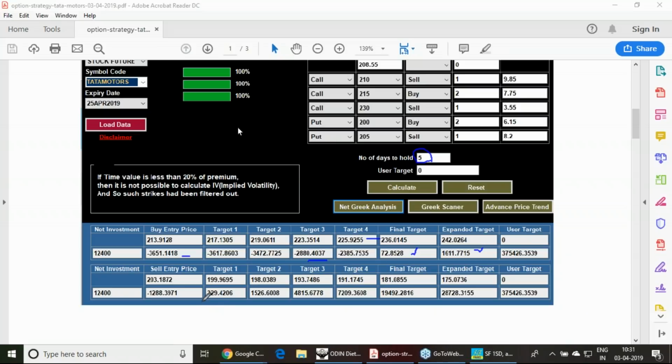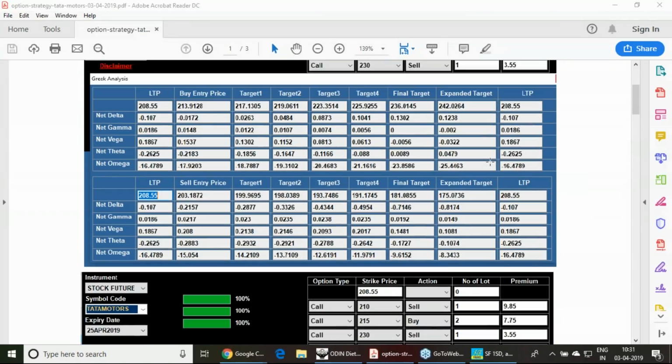However, if it falls, I am making money the moment it comes to the 200 level, and that profitability keeps increasing. If it comes to the 191 level, I am making 7,000 profit. If it comes to the 181 level, I am making 19,000 profit. However, my loss is being capped. So why is this loss capped at a maximum of 3,600 and why is the profit expanding? That is because of our market neutral strategy and because of its delta, vega and theta.